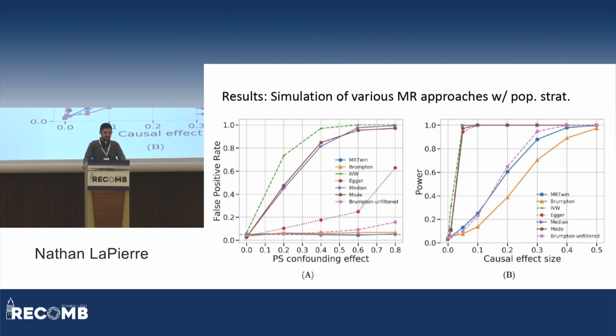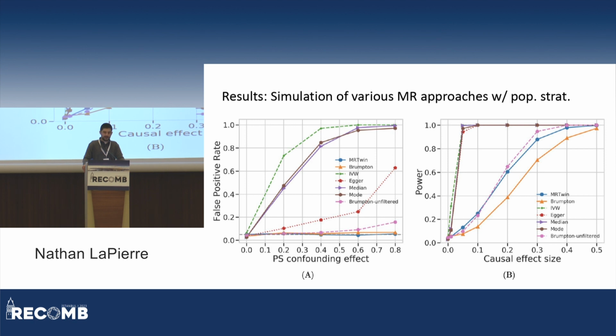On the left here, I have the false positive rate of these methods on the y-axis, and the x-axis is increasing confounding effect size. And you can see that these standard MR methods are highly miscalibrated as the confounding effect increases, which is expected because this is not a type of confounding they're built to deal with, but it illustrates the point. And you can see the family-based methods are much closer to calibrated.